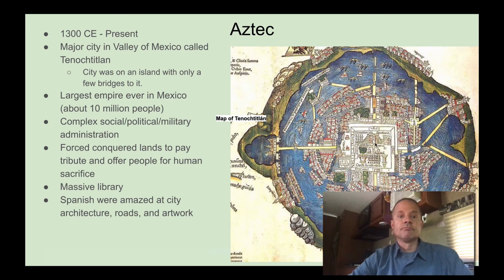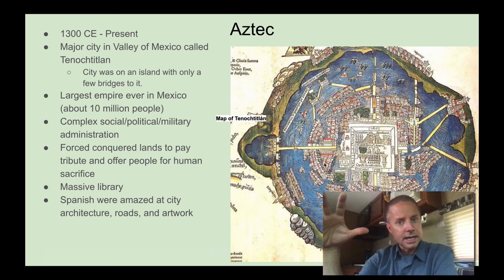The Aztec Empire, let me back it up before we get to the Spanish. The Aztec Empire was the largest empire ever in Mexico. It was about 10 million people. So that's a very large empire. They had a really complex system of administering the military, the social structure, the politics, their religion. So complex government system.